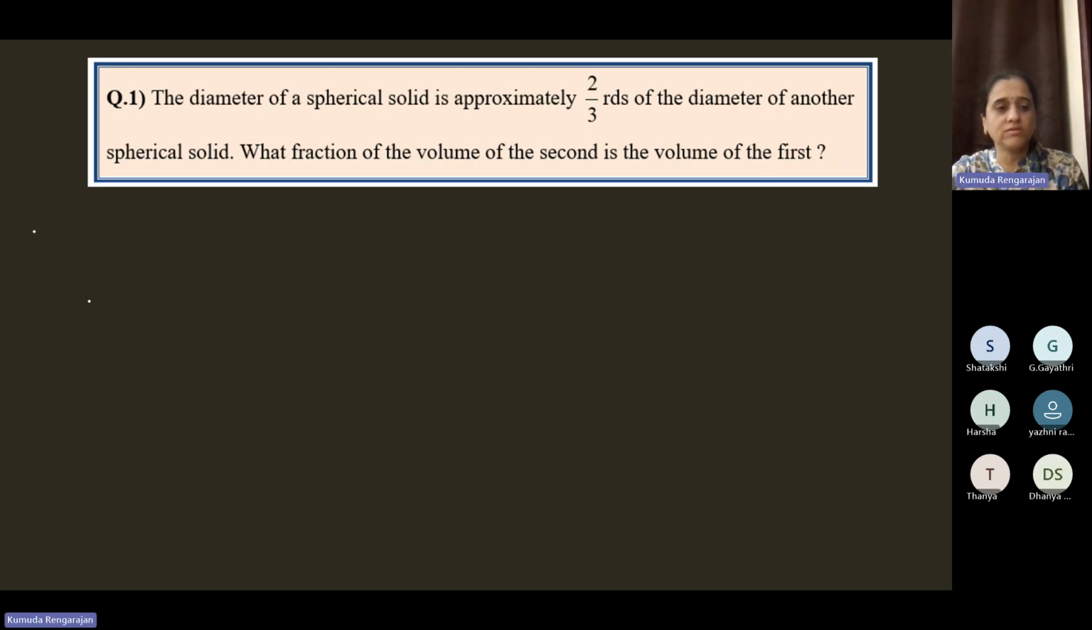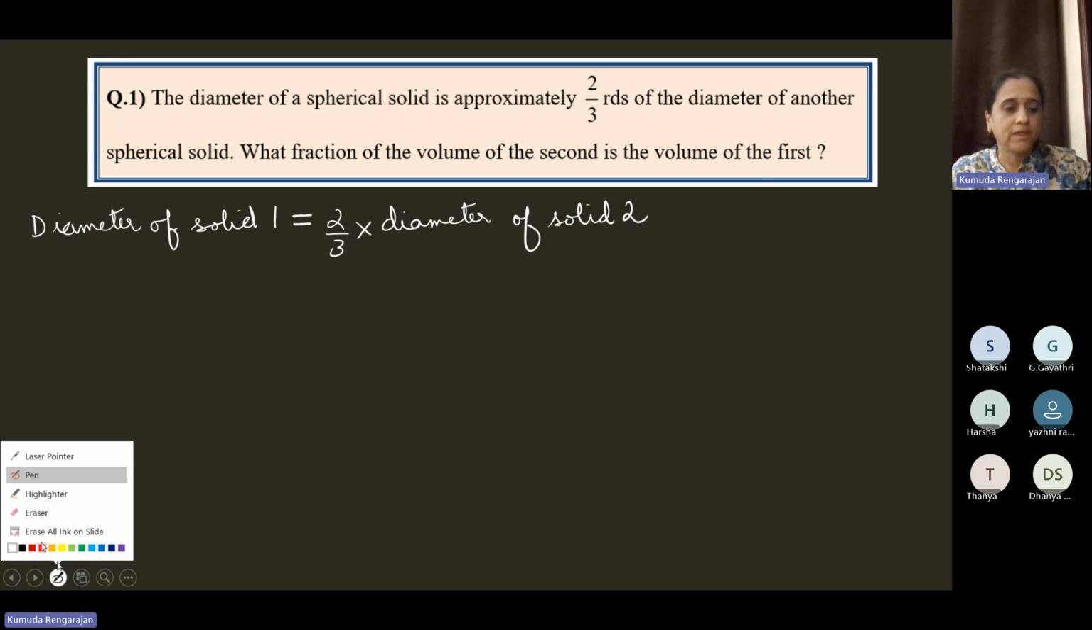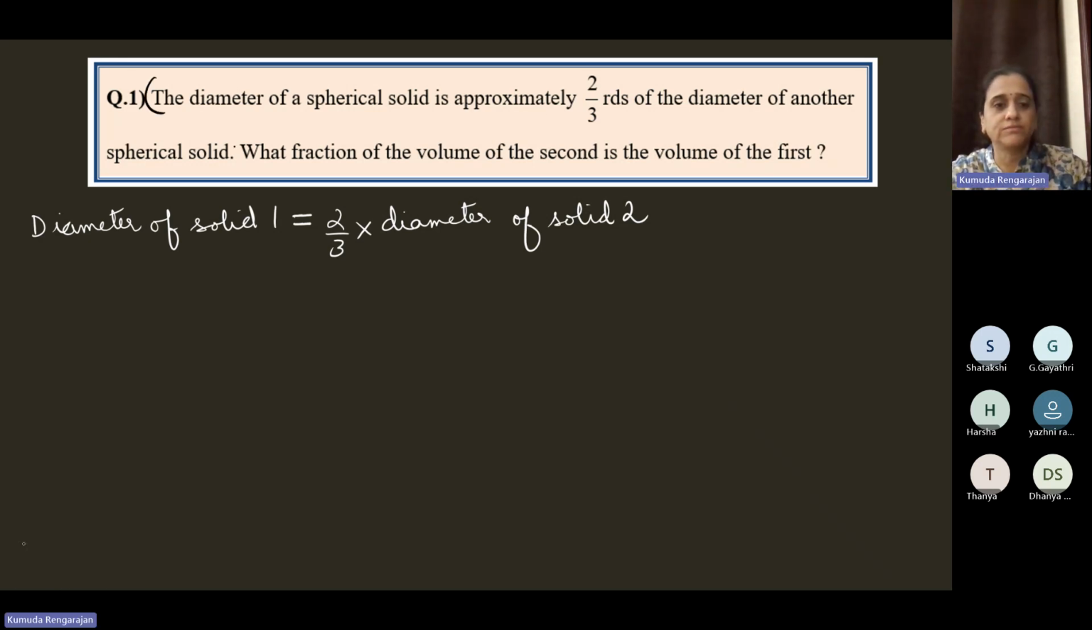So what is given is the diameter of solid 1 is equal to 2/3 of the diameter of solid 2. This is what is given. The diameter of a spherical solid, so diameter of solid 1, is approximately equal to 2/3 of the diameter of another spherical solid, so diameter of solid 2. That's what is given here.